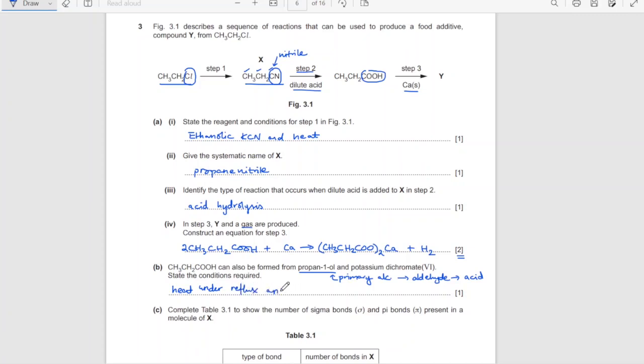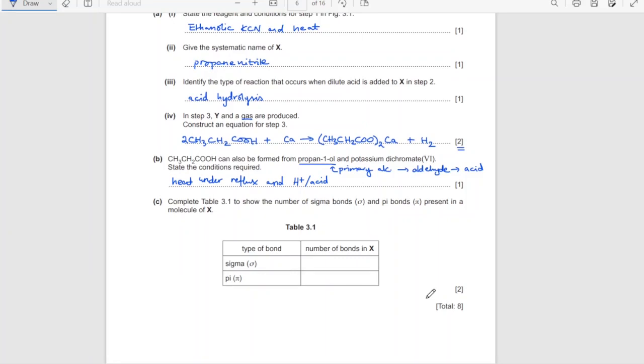And you also require H+, or you could just write acid. The reason is that potassium dichromate(VI) and, by the way, potassium manganate(VII) do not work so well if you do not acidify them. So they need to be acidified oxidizing agents, and of course with heat under reflux.